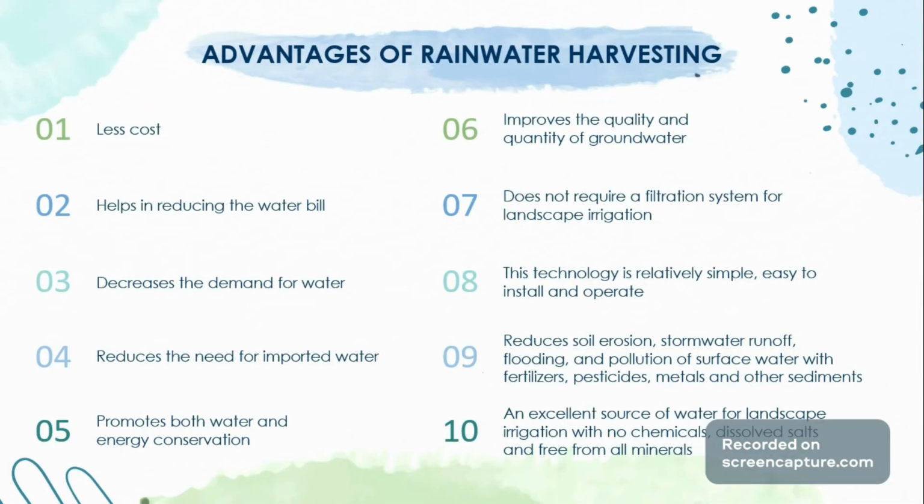Benefits of rainwater harvesting. The benefits of the rainwater harvesting system are listed below. Less cost, helps in reducing the water bill, decreases the demand for water, reduces the need for imported water, promotes both water and energy conservation, improves the quality and quantity of groundwater, does not require a filtration system for landscape irrigation. This technology is relatively simple, easy to install and operate. It also reduces soil erosion, stormwater runoff, flooding, and pollution of surface water with fertilizers, pesticides, metals, and other sediments. An excellent source of water for landscape irrigation with no chemicals, dissolves salts, and free from all minerals.